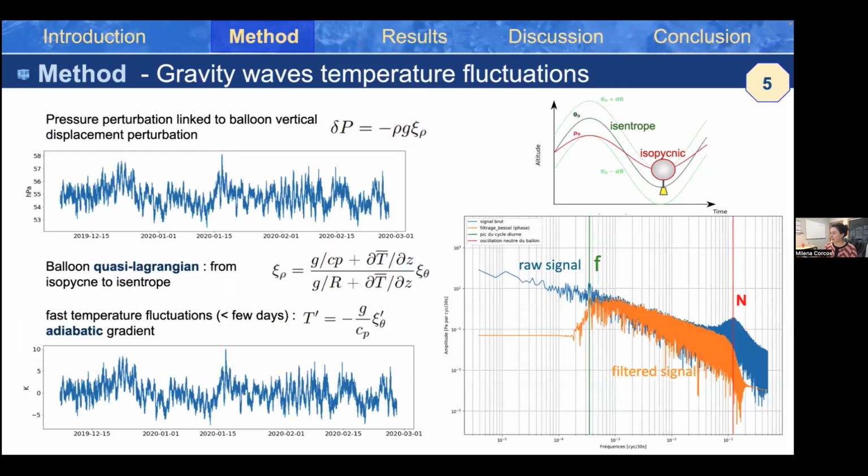So if I detail a bit more how we get time series of temperature variability from the gravity waves from these observations of the balloons, we first link the pressure measurement to the balloon vertical displacement, and we can also link it to the air parcel vertical displacement. Indeed, as I tried to represent on this little scheme here, you can see, by the way, my mouse, right?